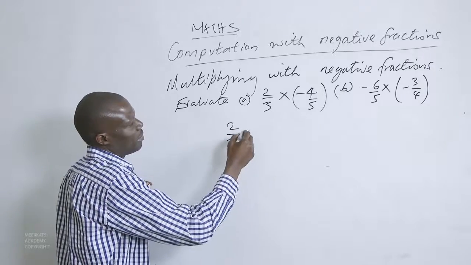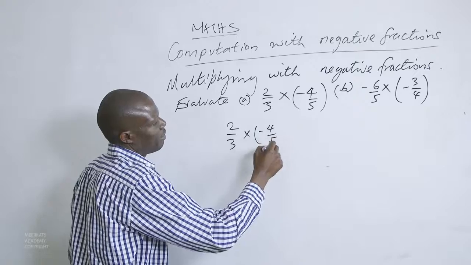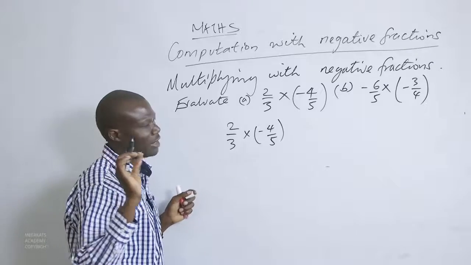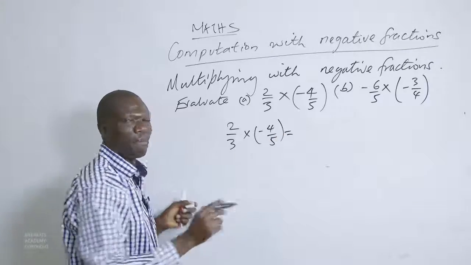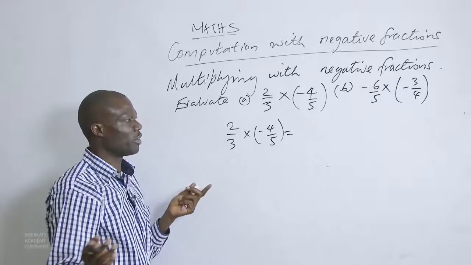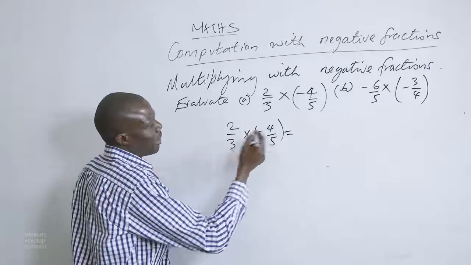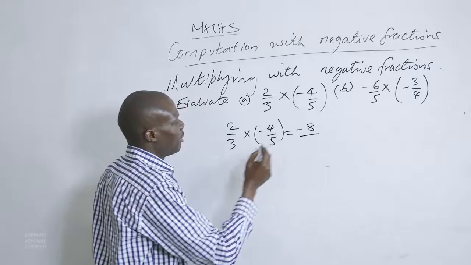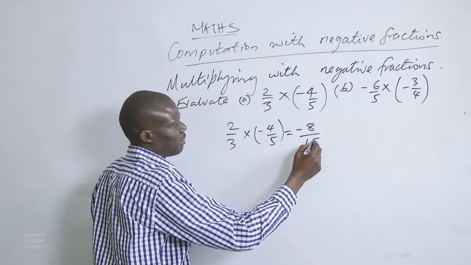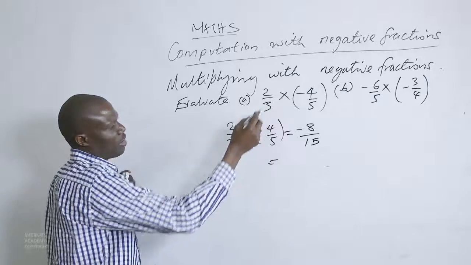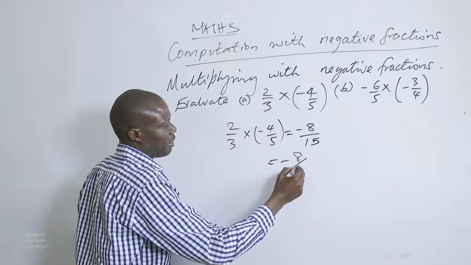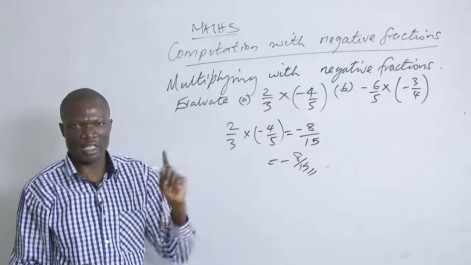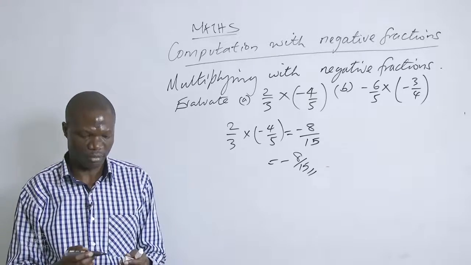2 over 3 multiplied by negative 4 over 5. You'll notice that the first fraction is positive. The second fraction is negative. So the result here must be negative. We already know that. So the principle of multiplying the numerators goes along. 2 times minus 4 gives us minus 8, over 3 times 5, which is 15. So when you work this out, you'll get negative 8 over 15. That means that for two opposite signs, the product is always negative.